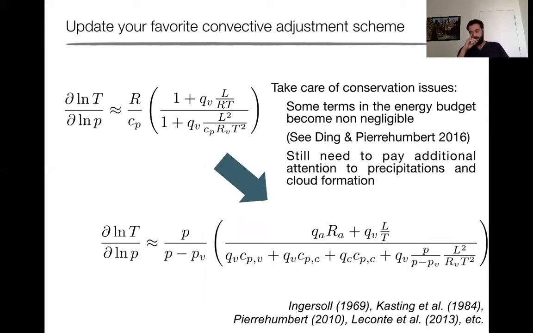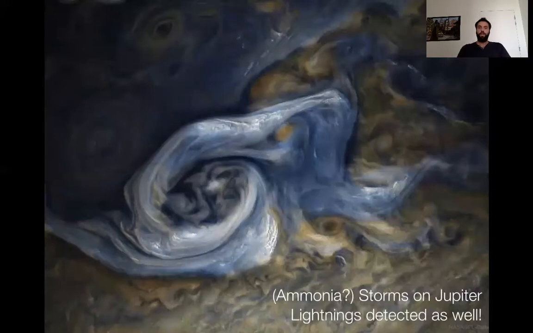But even in that paper, it's still a very simple scheme, in particular with respect to the precipitation and cloud formation. And I think there are a lot of efforts that should go that way if we want to get a truly robust scheme. Then, if we want a really robust moist convection scheme, it should be a convection scheme that at least handles convection inside the solar system.